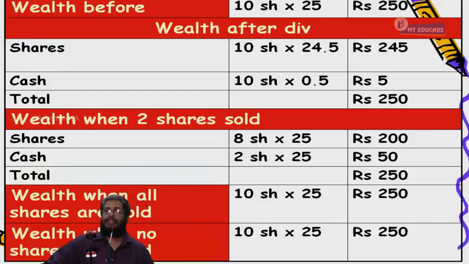Hence, dividend distribution or buyback are theoretically equally good. Can I proceed? Next, point number 3 or 4 or 5?